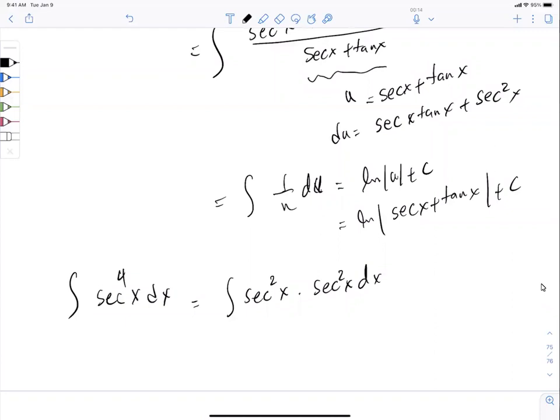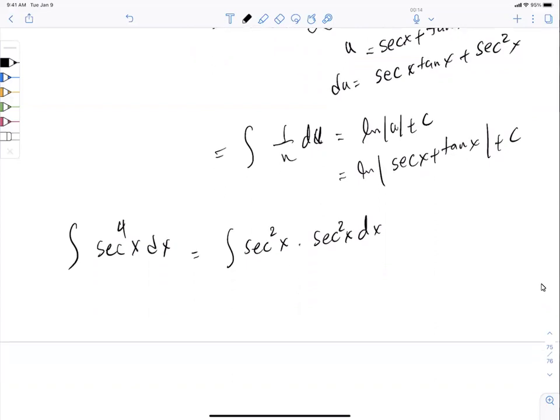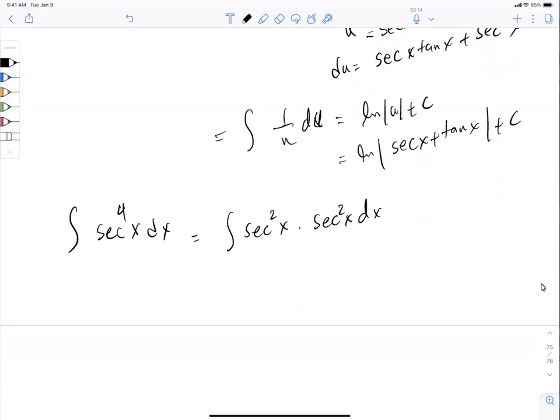So secant squared. Now if it was secant to the 10, you write it as secant to the 8 times secant squared. They should add up to 10, but you peel 2 for your du part, and then the rest you have to do what I'm going to tell you now. I'm going to convert the rest of secant squared to tangent. Remember, the formula was 1 plus tangent squared is secant squared. So secant squared can be replaced with 1 plus tangent squared. That's a trig identity.